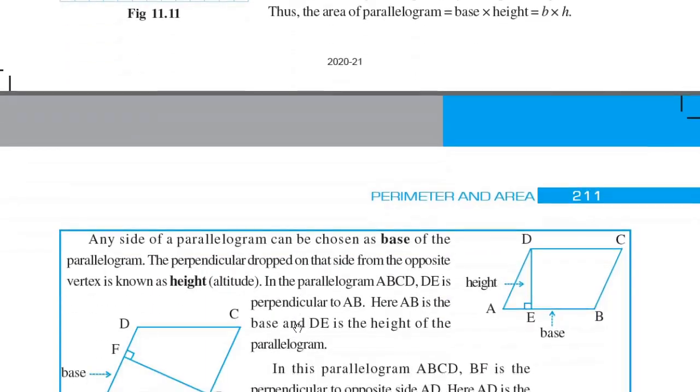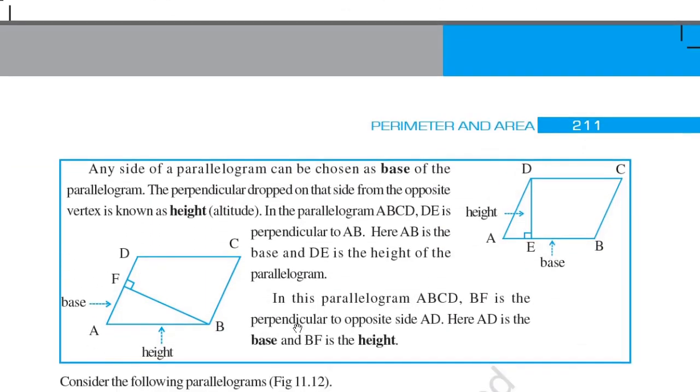Very simple. Any side of a parallelogram can be chosen as the base. The perpendicular dropped on that side from the opposite vertex is known as the height, or altitude. Here is the parallelogram ABCD. DE is perpendicular to AB. So AB is the base and DE is the height of the parallelogram.